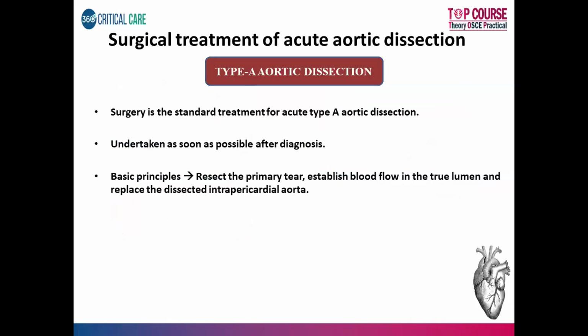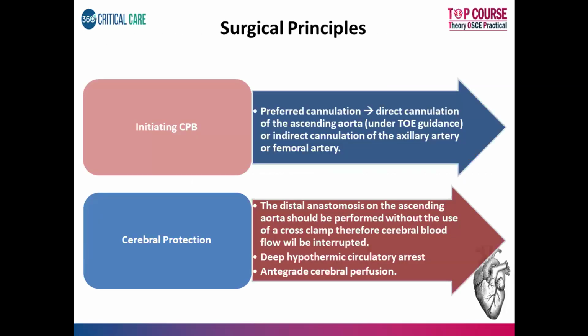Now coming to the surgical treatment of acute aortic dissection, as I told, open surgical repair is a must for type A aortic dissection. Okay, it should be undertaken as soon as possible after diagnosis. So the basic principle, I'm not going into detail, only some important points I've highlighted in the surgery part. Basically you resect the primary tear, you establish the blood flow in the true lumen, and then you replace the dissected intrapericardial aorta. Now, in surgical principle, two things are important. One is you initiate a CPB in these patients, and second, cerebral protection is a must. You should take care of the brain. Otherwise, these patients might have a very bad stroke post-operatively.